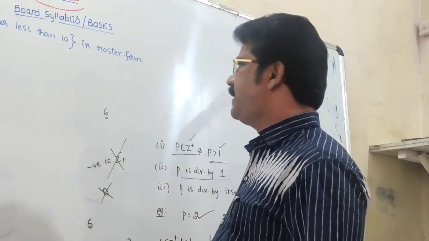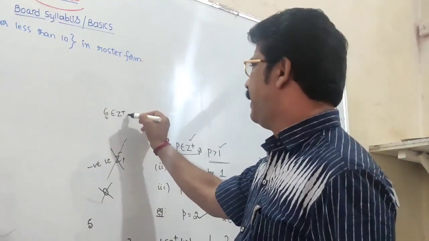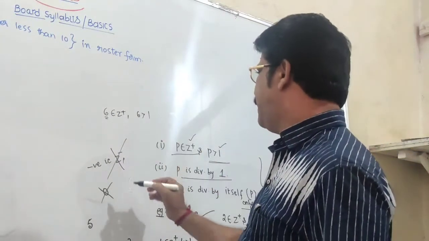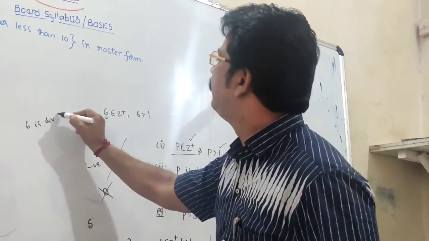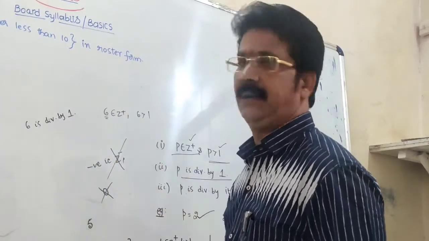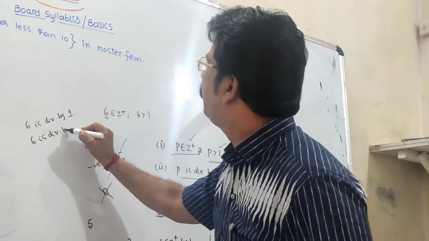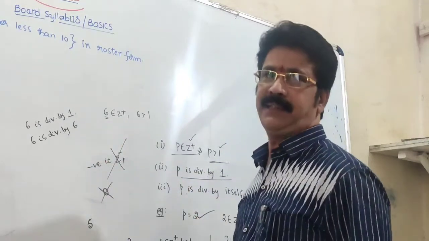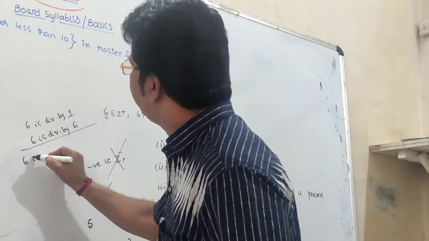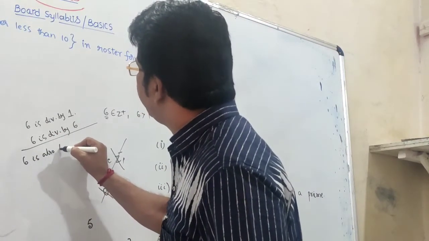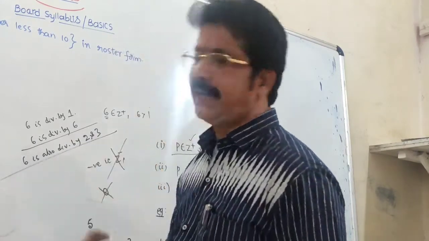Let us consider 6. Okay, 6 belongs to Z plus. Of course 6 is greater than 1. Next, 6 is divisible by 1. Next, 6 is divisible by itself, 6 over 6. Next, 6 is also divisible by 2 and another number 3.